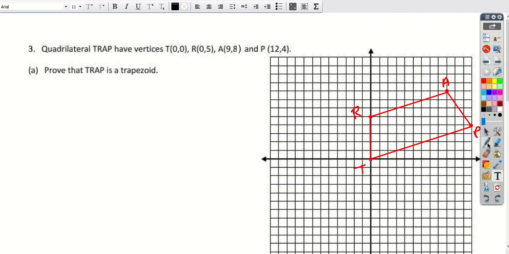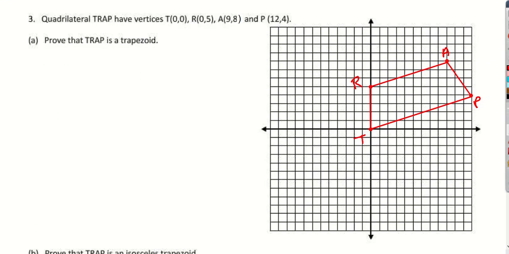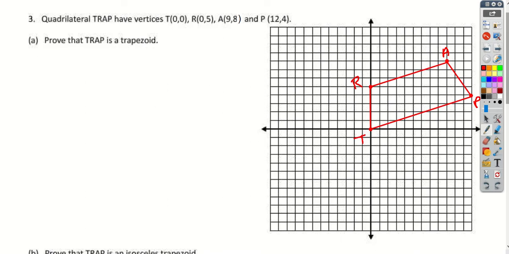All right, going to the next one. We got ourselves a trapezoid. So we're going to do two things. We're going to show it's a trapezoid, and then that it's isosceles. Remember for trapezoids, we need to get two sides parallel. We're also going to show the other two sides are not. So once again, we're going to do our 4 slopes.